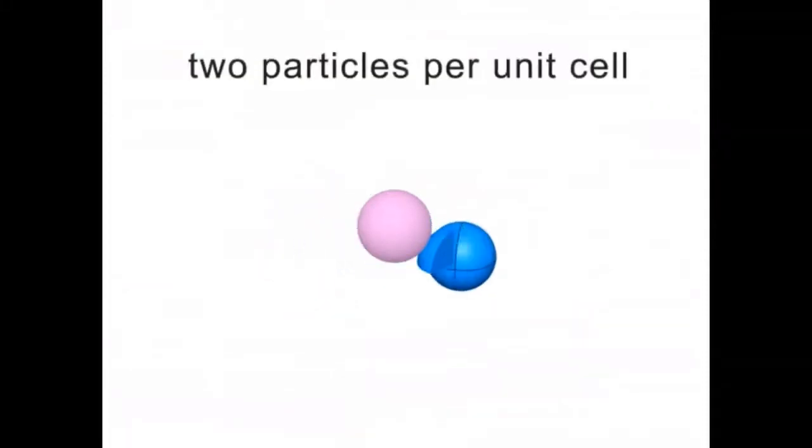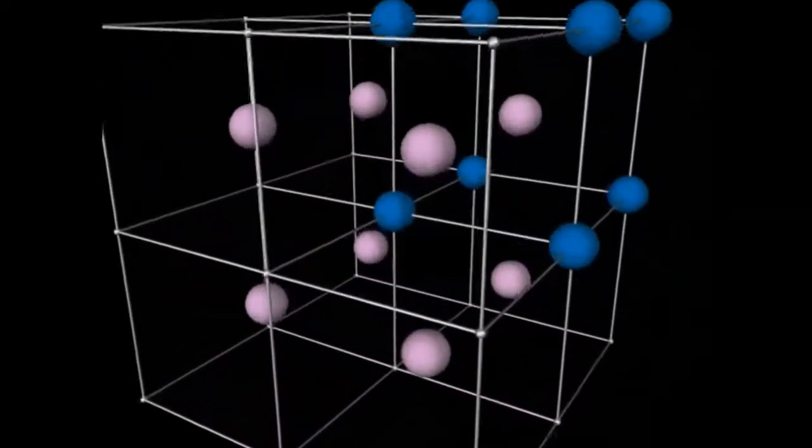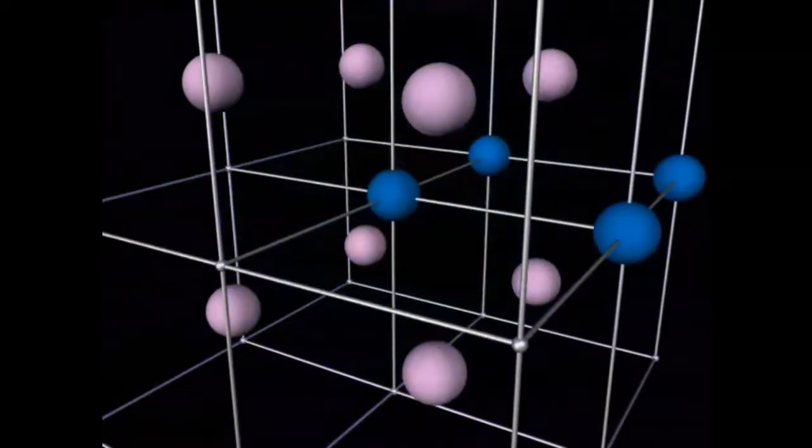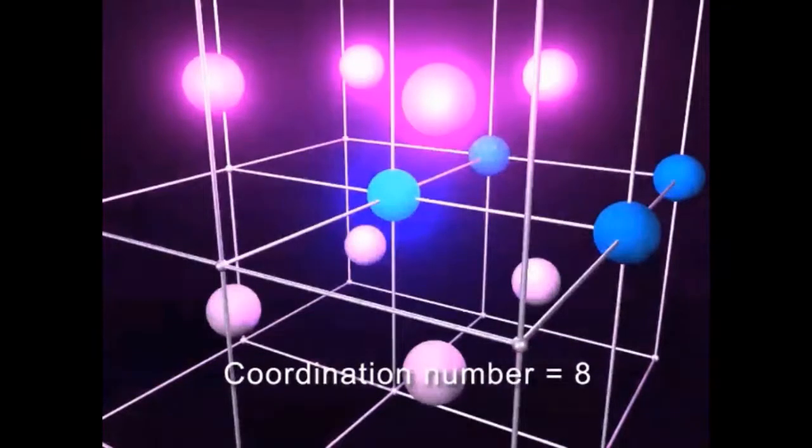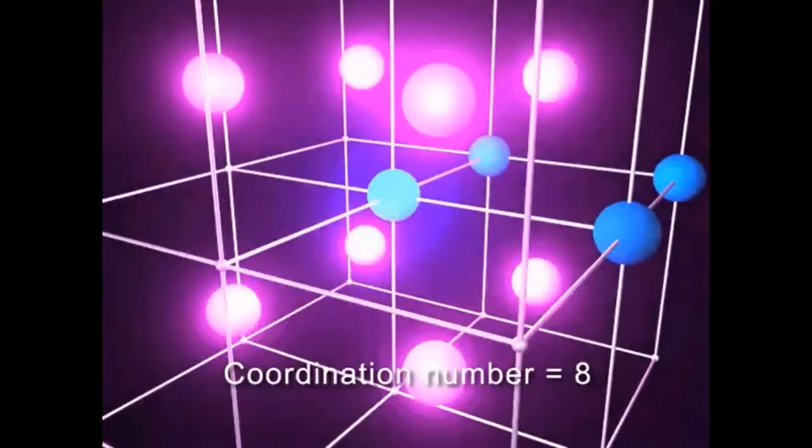8/8 give 1 particle, and the one in the center gives another for a total of 2 particles. In this tiny portion of a body-centered cubic array, you can see that any given particle has 4 nearest neighbors above and 4 below for a total of 8 nearest neighbors.